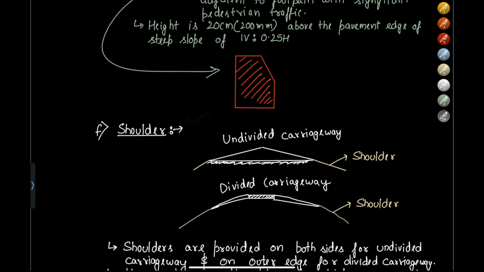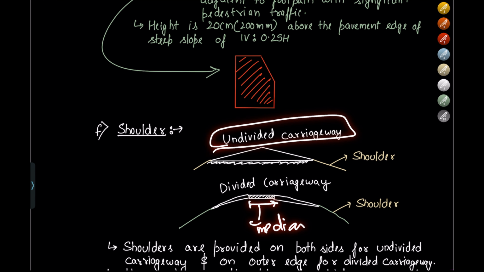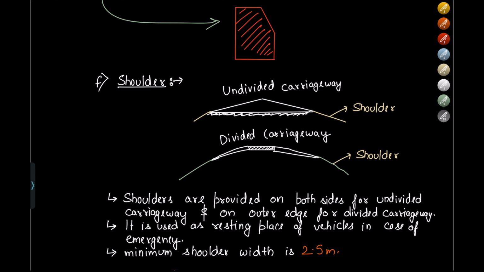Shoulder is that portion of the road where the width of the pavement stops. The shoulder is provided on the sides of the road. When there is a divided carriageway, this is the median, right? On an undivided carriageway, it is provided on both of the sides, and when there is a median present, it is provided on the outer edge of both of the lanes.